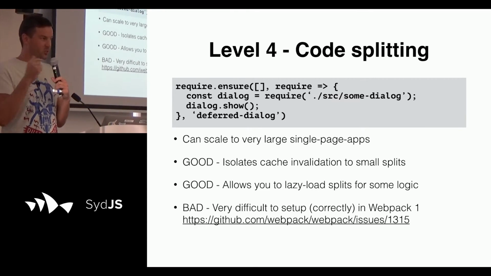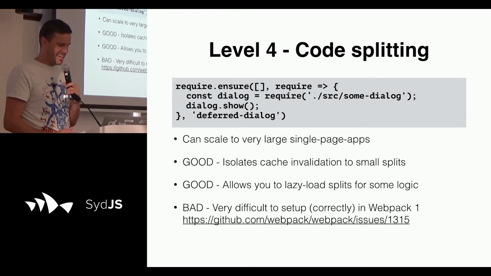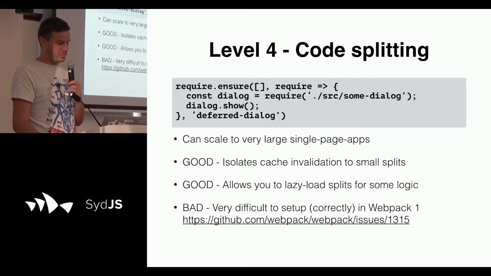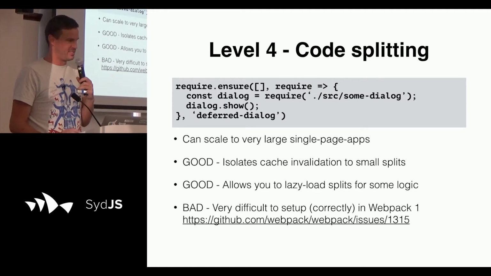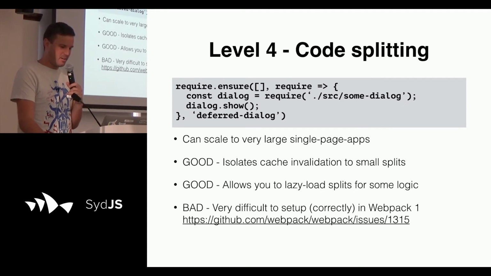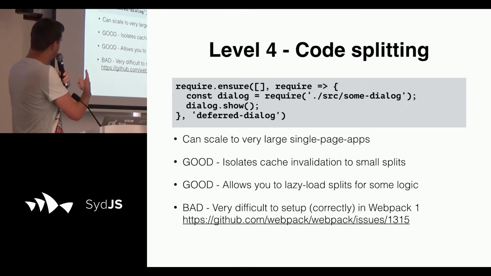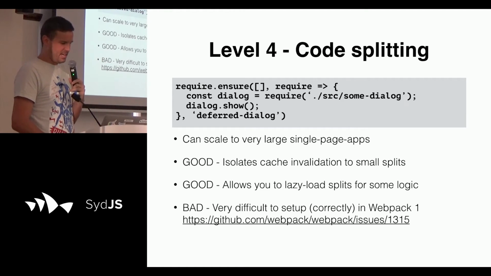That means that new code splits will actually end up invalidating your vendor cache, and we're basically back at level 1. The gist of solving the problem is that we need to use a plugin to get the manifest out of vendor.js. We found this out the hard way, which sucked. I won't go into the detail of how you do that, but there's a GitHub issue that I've linked here which goes into the details of some of the solutions.